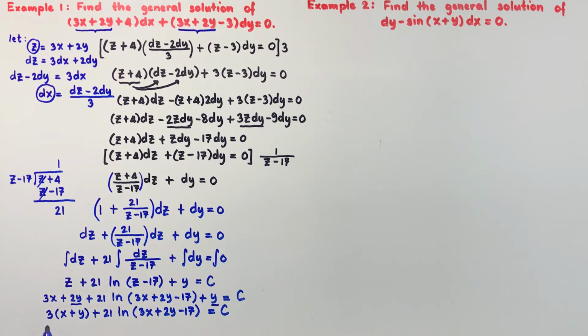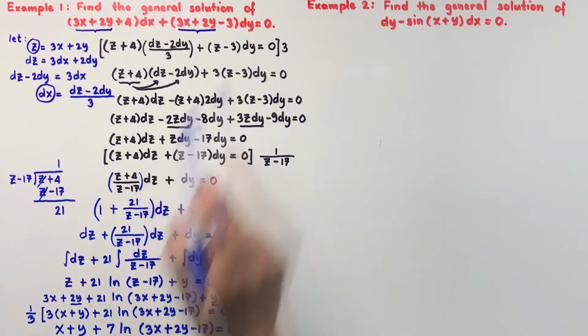And we notice that each term here in this equation are divisible by 3. So we can reduce this one by multiplying both sides of the equation by 1/3. So we have the final answer as x plus y plus 7 times the natural log of 3x plus 2y minus 17, which is equal to the constant of integration c. And we say that this is our solution to the given differential equation.